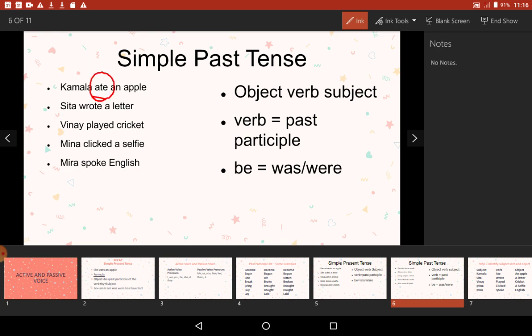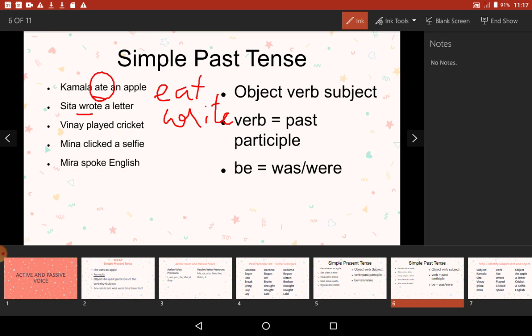In these examples, we have the verb in their past tense form. So, ate is the past tense of eat, isn't it? In the same way, wrote is the past tense of write. So, whenever we have the verb in past tense, we say the sentence is in past tense. So, all our sentences are in past tense and they are in active form.